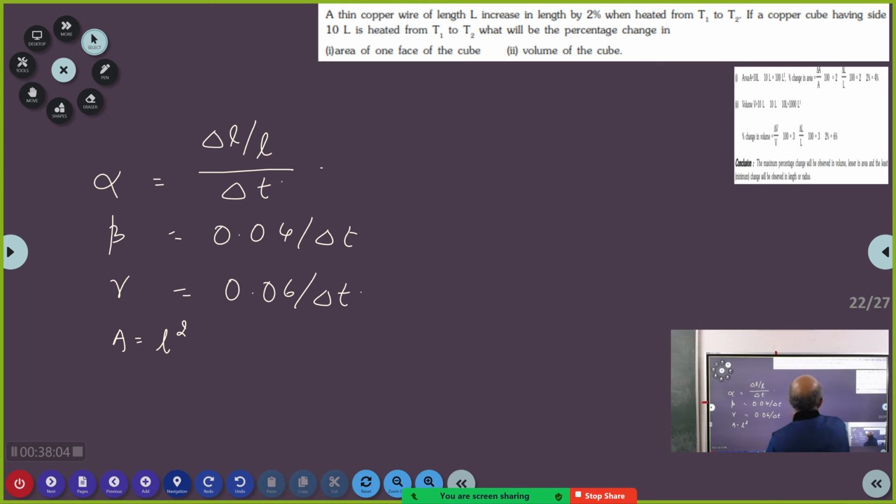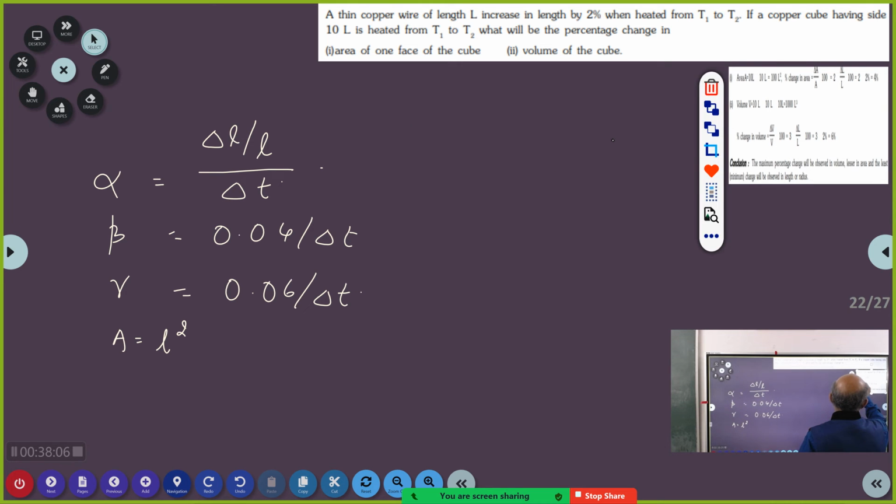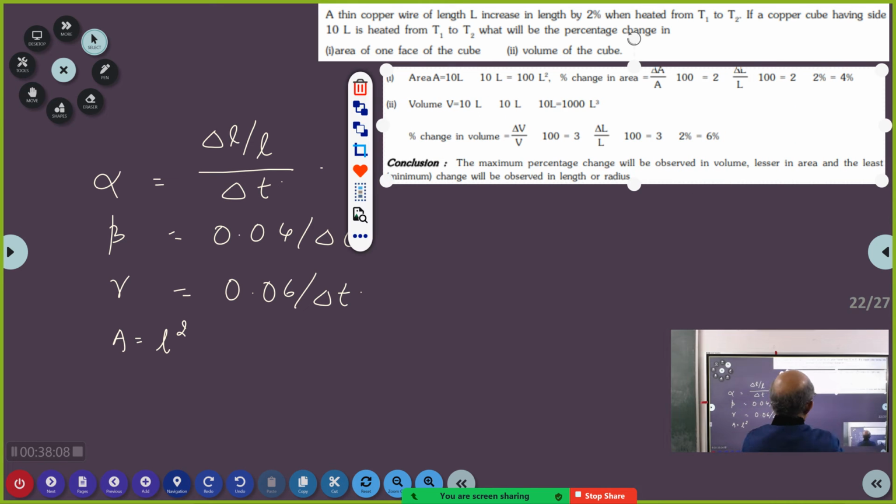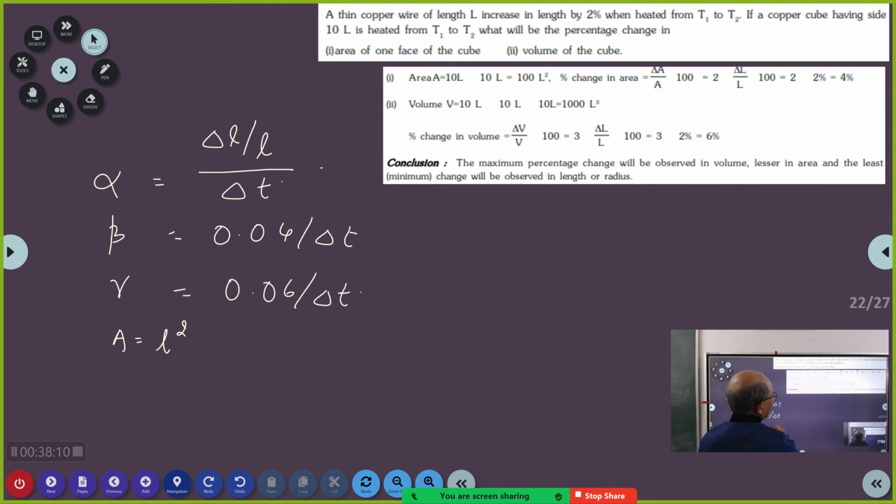That's all. Directly you got the answer. The maximum percentage change will be observed in volume, lesser in area, and the least change will be observed in length or radius. So they are asking you delta A by A, delta B by B.